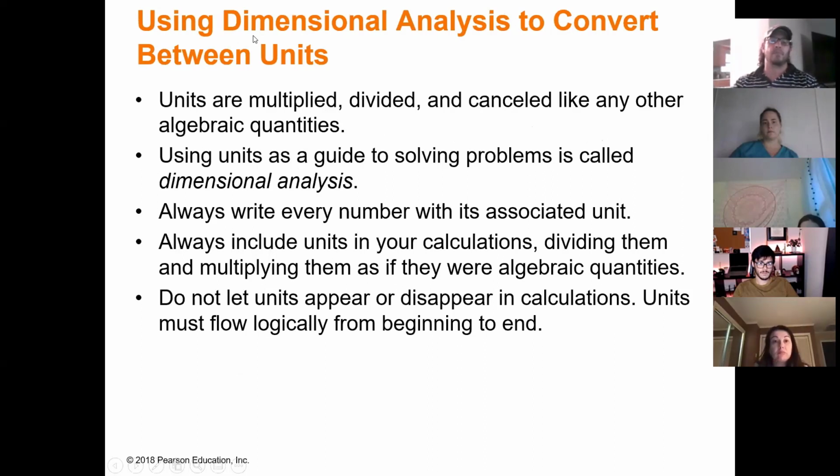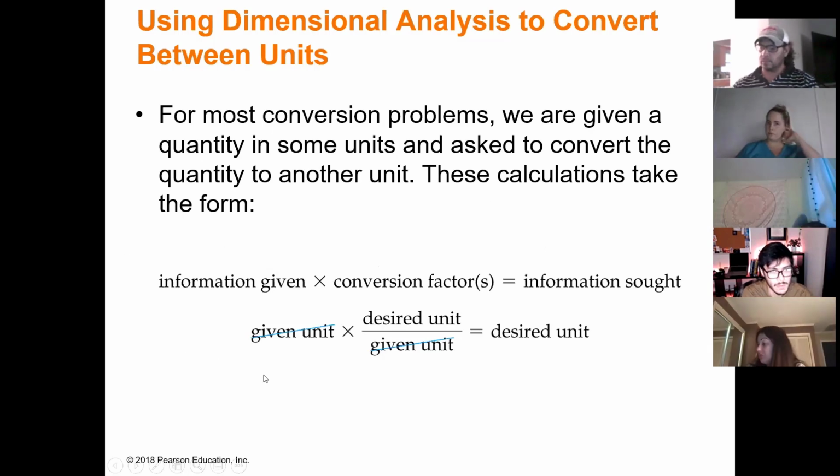We use this thing called dimensional analysis, which is just a fancy way of setting up a problem in such a way that you have units and they multiply and divide so that the units that we don't want cancel out, and the units that we do want stay around. We always use the units as our guide to solve these things. We always want to make sure that we put a number with its associated unit. So don't leave the number off, don't leave the unit off. Don't let units just randomly appear or disappear in a calculation. That doesn't work. Okay, so this is the basic skeletal structure of dimensional analysis.